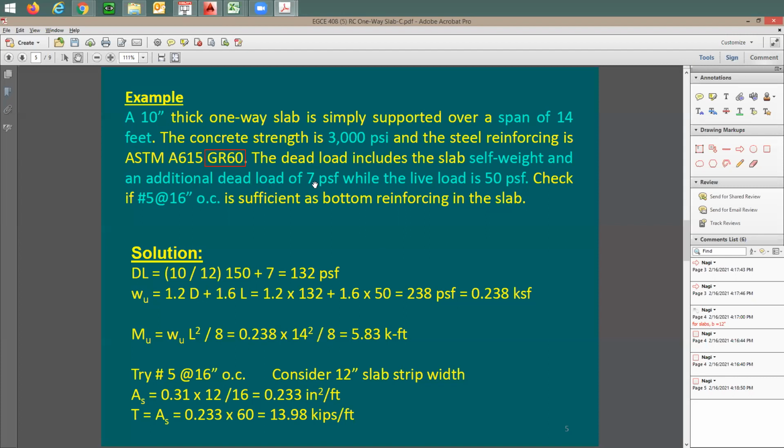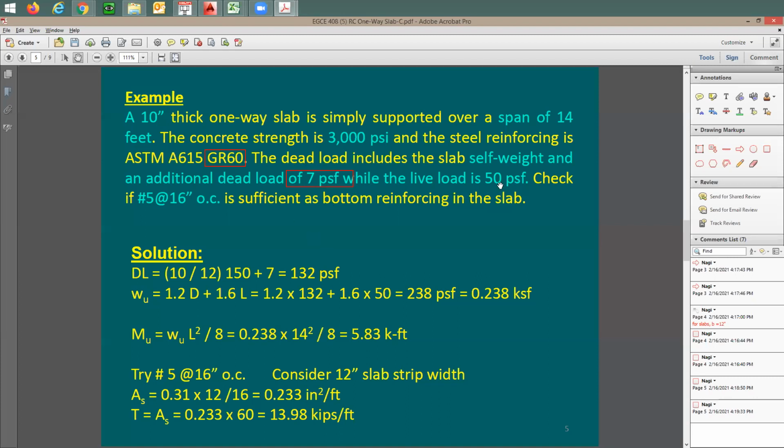We need to understand what that is for. This 7 psf is going to be for, let's say, ceiling, tiles, some additional conduits, whatever piping below the slab. This is going to be supported by the slab itself. So it says here, just consider 7 psf in addition on top of the self weight, and you'd call this dead load. Live load is 50 pounds per square foot.